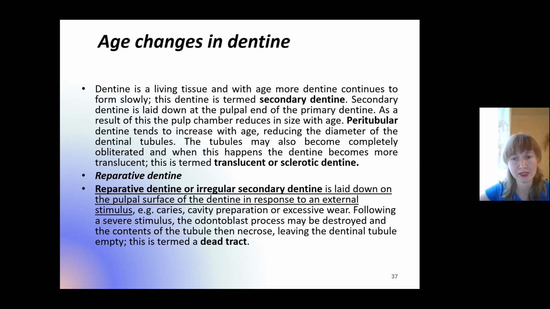Reparative dentine or irregular secondary dentine is laid down on the pulpal surface of the dentine in response to an external stimulus, for example, caries, cavity preparation, or excessive tooth wear. Following a severe stimulus, the odontoblast processes may be destroyed and the contents of the tubule then necrose, leaving the dentinal tubule empty, and this is termed a dead tract.